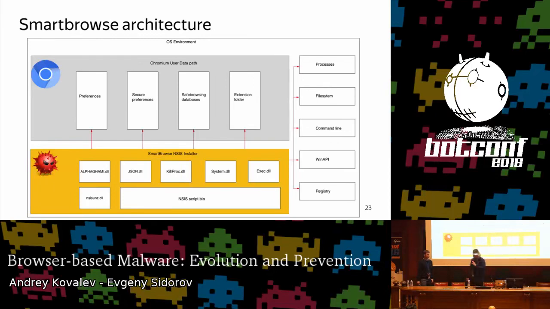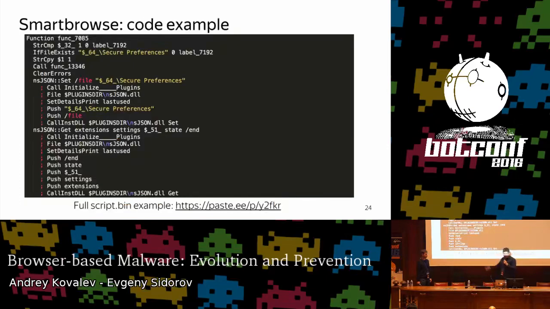Well, the main architecture of SmartBrowser you can see on the slide. The core of this malware is the NSIS script, which calls binary libraries when it needs to do something malicious. For example, by the alpha Kami DLL, it could patch the preferences and secure preferences of the Chromium browser to install something malicious. The System DLL provides functionality for WinAPI calls. The Exec DLL provides functionality for running command line scripts and so on. So the main one is the NSIS script. You can see a code example of this NSIS script, partly deobfuscated, on the screen. The full script is also provided by the link.